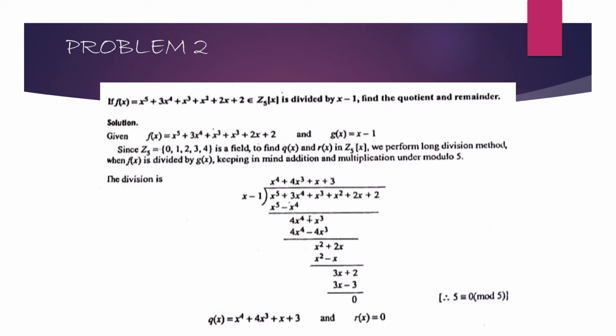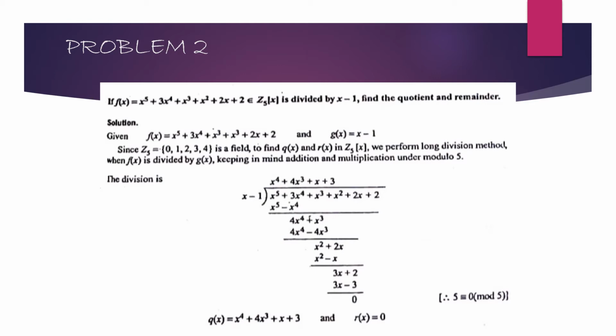Problem number 2. Now it is given as a fifth degree polynomial, and see, it is divided by x minus 1. It's a linear polynomial. Find the quotient and the remainder under the modulo Z of 5. So f of x is equal to the fifth degree polynomial and g of x is equal to x minus 1. Since I will write Z5, Z5 is written as 0, 1, 2, 3, 4, which is a field. To find the quotient and the remainder in Z5, we perform long division when f of x is divided by g of x, keeping in mind the addition and multiplication under modulo 5.